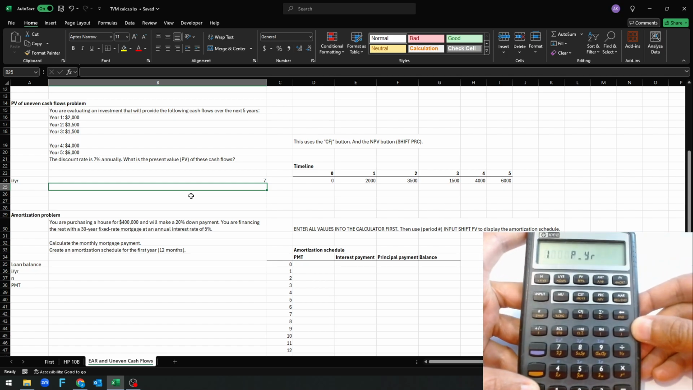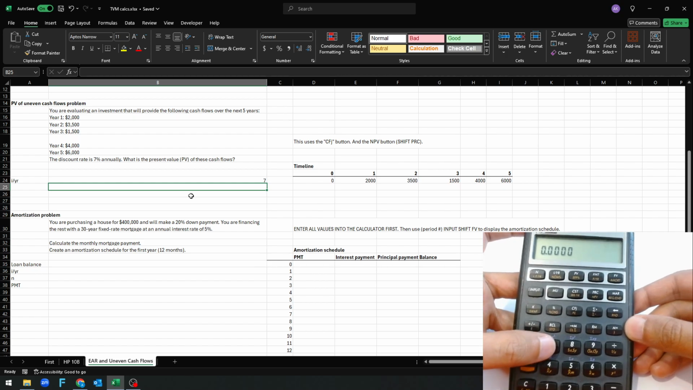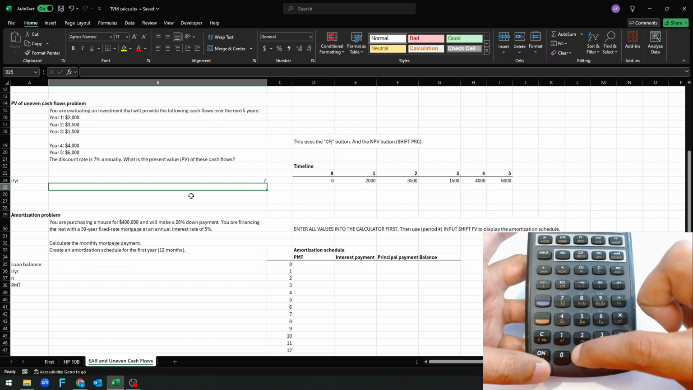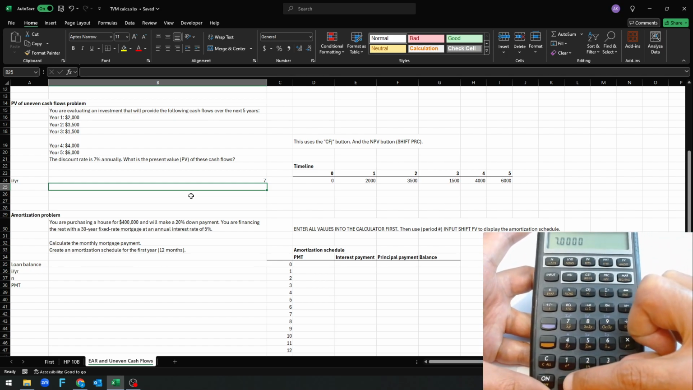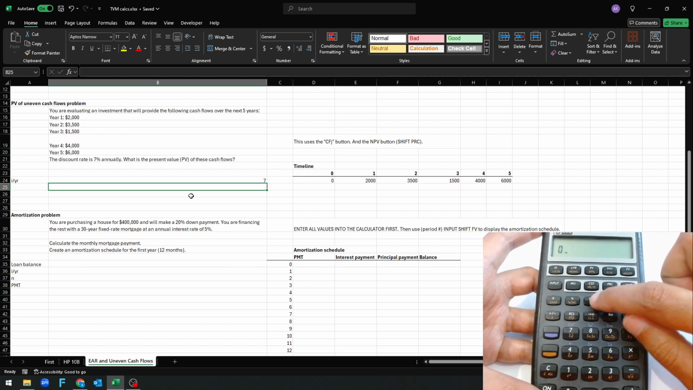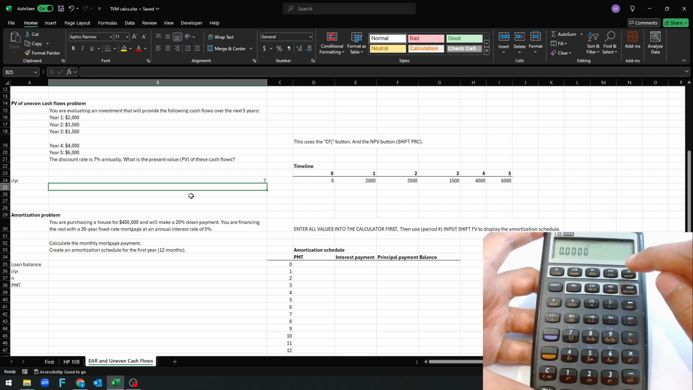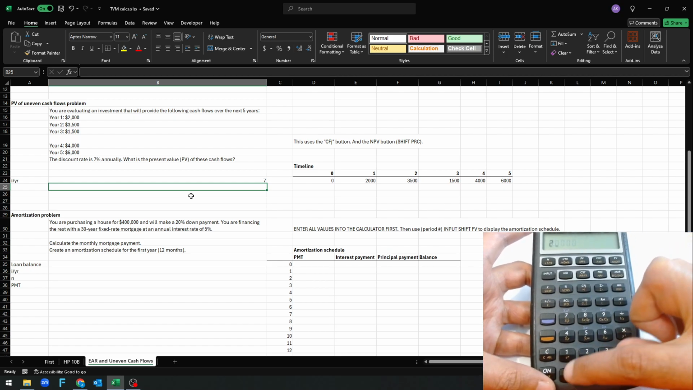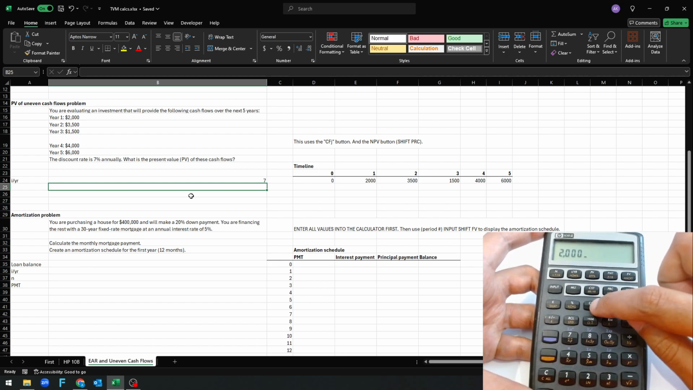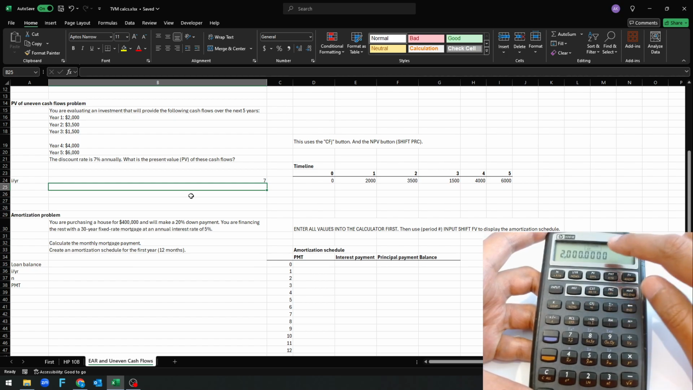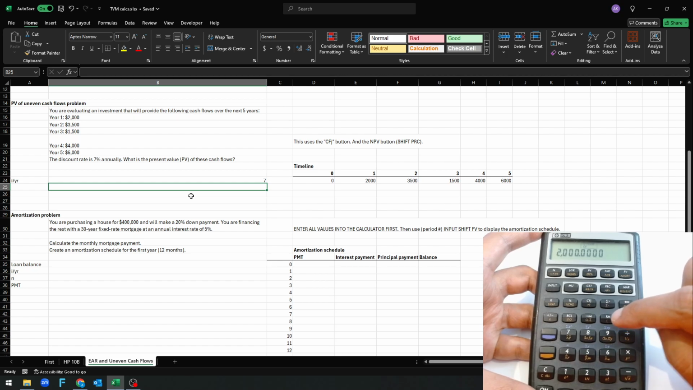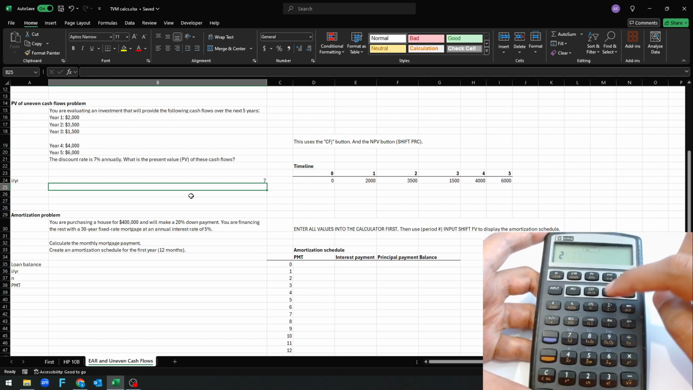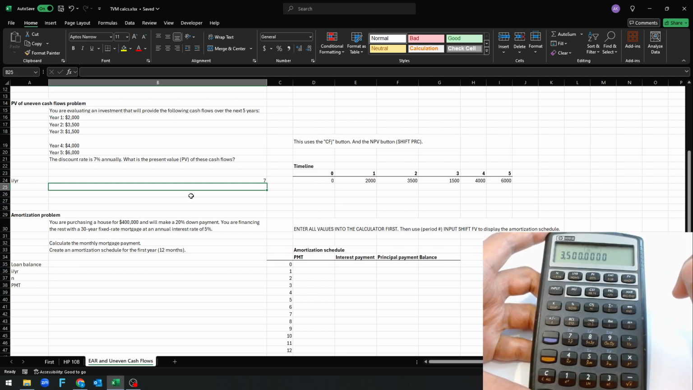Always clear the memory first. 7 is I per year. Then we put the first cash flow, period 0, and then we press the CF1. So that stores the 0 into cash flow subscript period 0. 2,000, then press this. So 2,000 got stored in period 1. 3,500 got stored in period 2. You saw the 2 flash out.